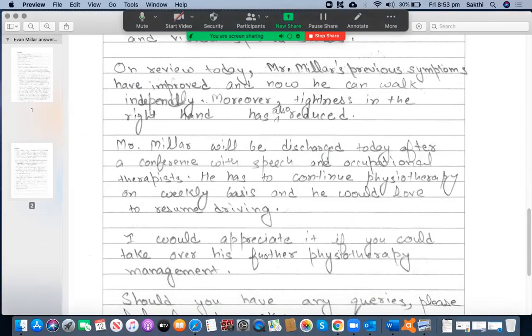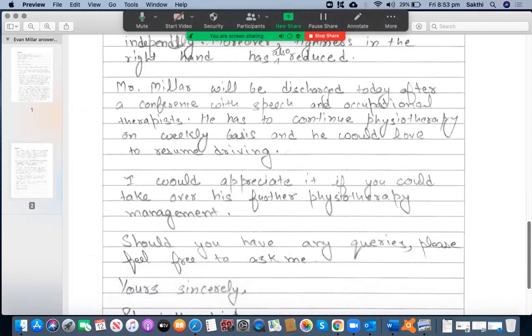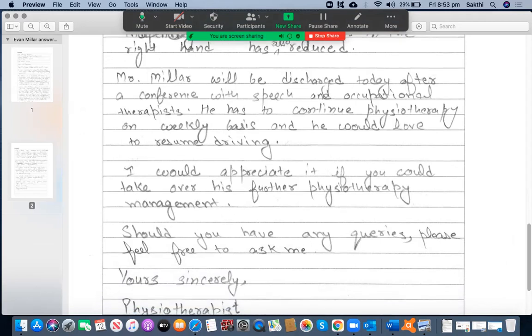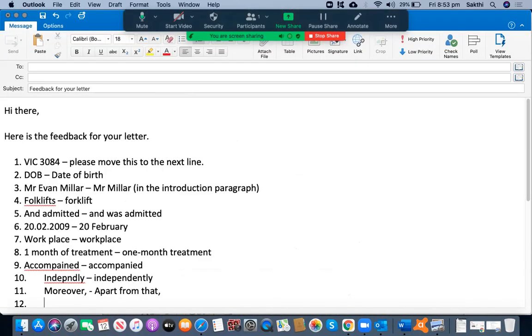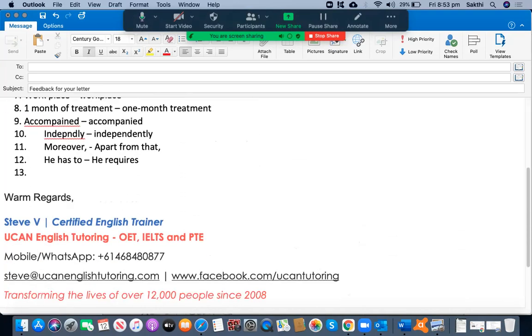Moreover, tightness in the right hand has also reduced. Okay, that's fine. Mr. Miller will be discharged today after a conference with the speech and occupational therapists. That's good. He has to continue. No, this is wrong. Instead of using these kinds of informal phrases, it's better to use formal ones. For example, he requires to continue. Okay, so that's much better.